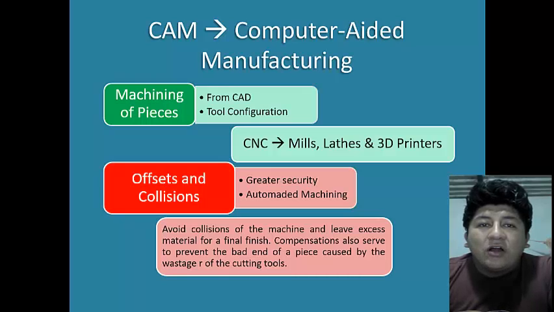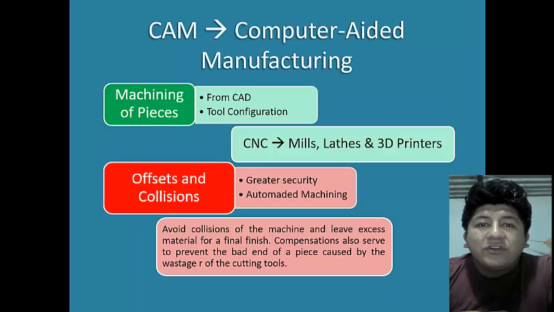Let's talk about CAM. The machining of parts based on a CAD design is one of the main characteristics of this type of software, since it allows us to perform machining in less time than on a non-automated machine. It generates the code of the movements that the machine will perform by coordinates.